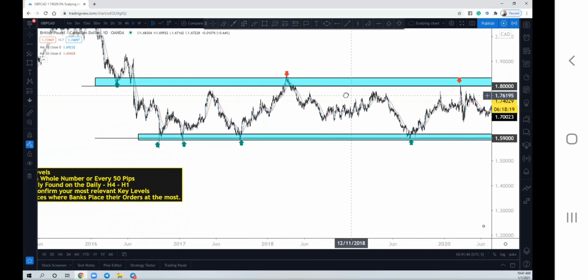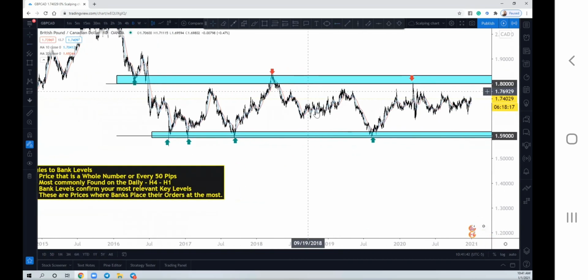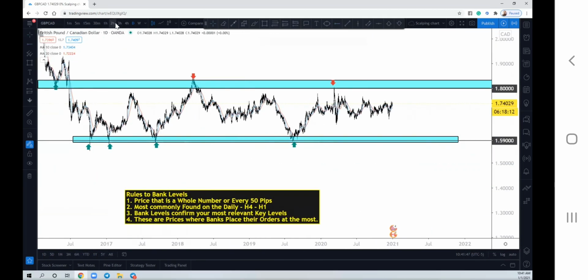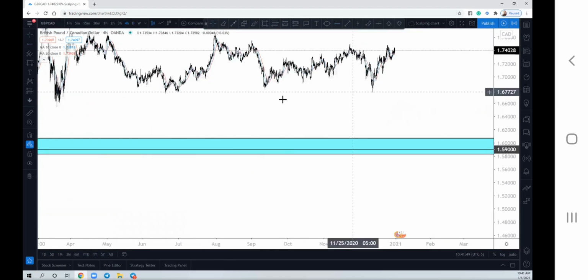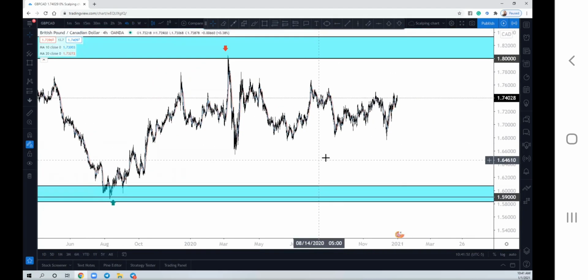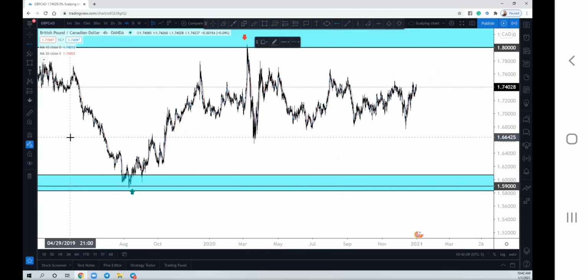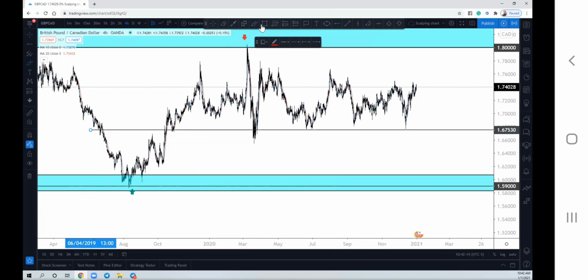All right. So now, if you can find these on a daily time frame, you find them on the H4 as you go down and do your top-down analysis, because we have a wide range right here, 1.80000 and 1.59000. So every whole number could be a bank level. Okay, so let's check it out. And now they're going to be the most relevant. So this right here could be a key level, right?